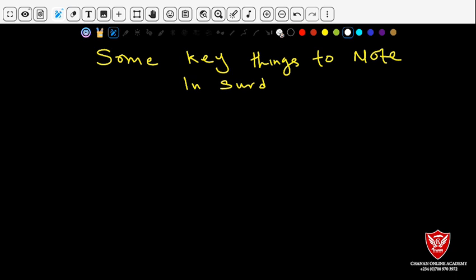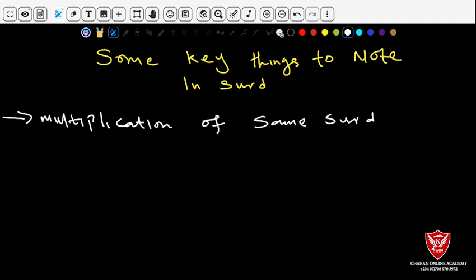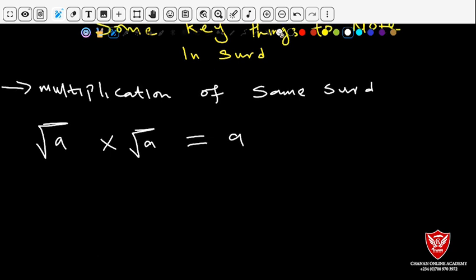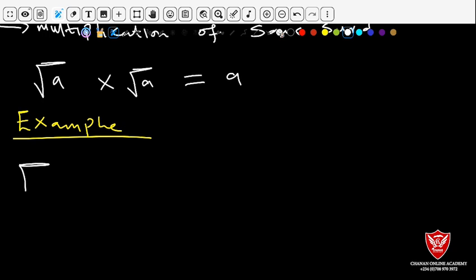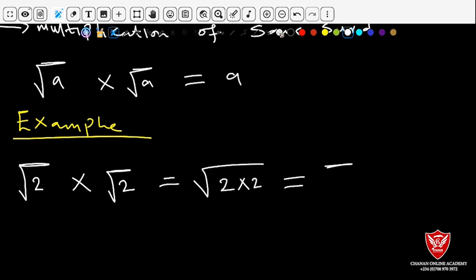Some key things to note in surds. Now you must take note of the following things I'm about to show you. The first thing is multiplication of same surds. If we have root a multiplied by root a, the answer is a. Let me explain that with an example. If we have the root of 2 multiplied by root 2, we are definitely going to have the root of 2 multiplied by 2, which is going to give us root 4, and the root of 4 is 2. That's why the multiplication of same surds will give you that number.